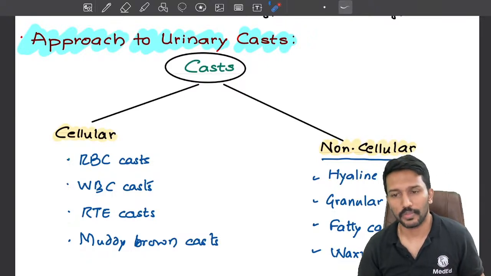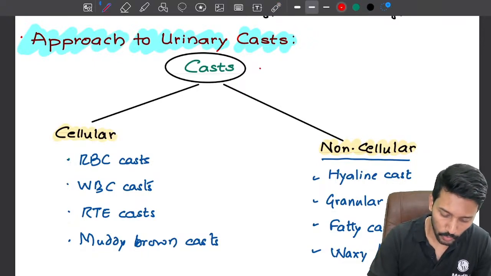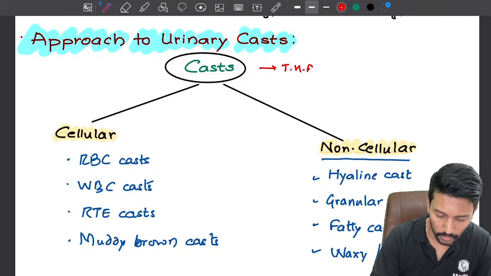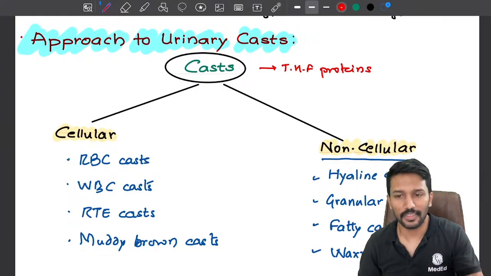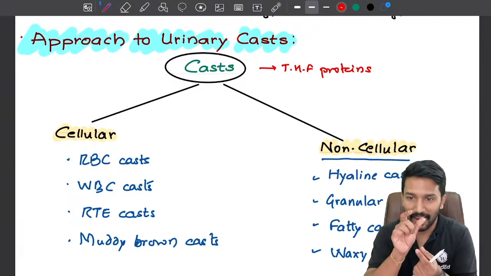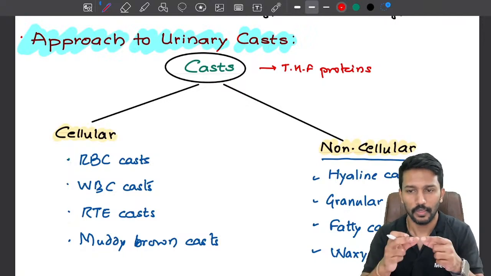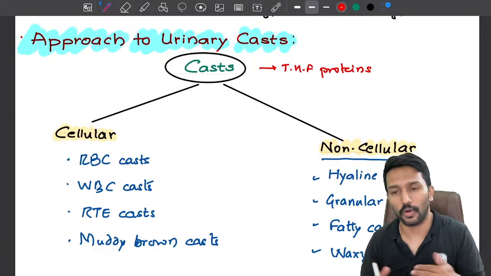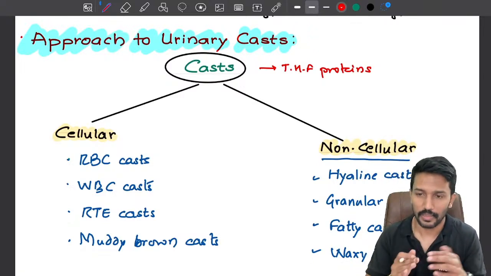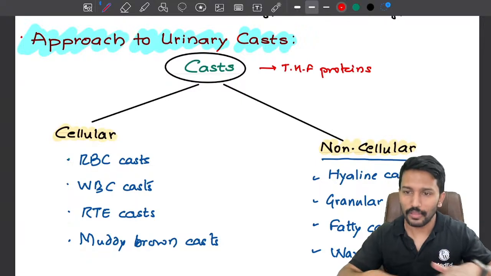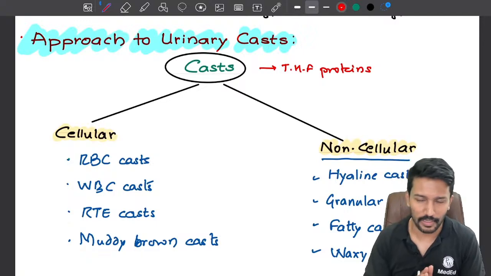Normally, there are something called Tamm-Horsfall proteins, or THF proteins. These proteins are low molecular weight proteins which are generally passed through the urine, and they can stagnate in your tubules, take the shape of the tubules and form casts. They are in the shape of the tubule itself, that's why they are called casts. On top of this Tamm-Horsfall protein cast, if I add substances, they will become different types of casts. So all the casts are formed of Tamm-Horsfall proteins, and on top of that, additional substances are added. That is a basic understanding we need to have.